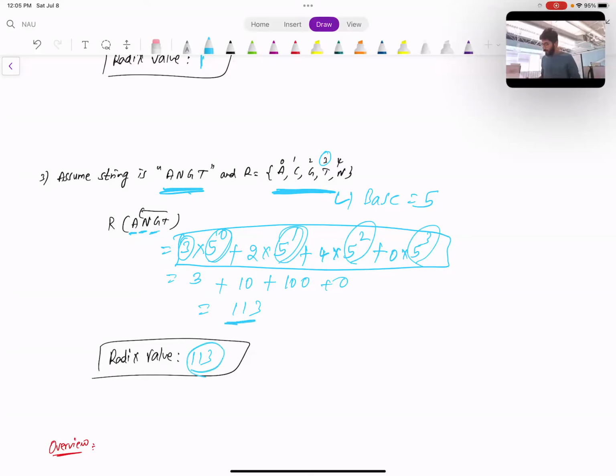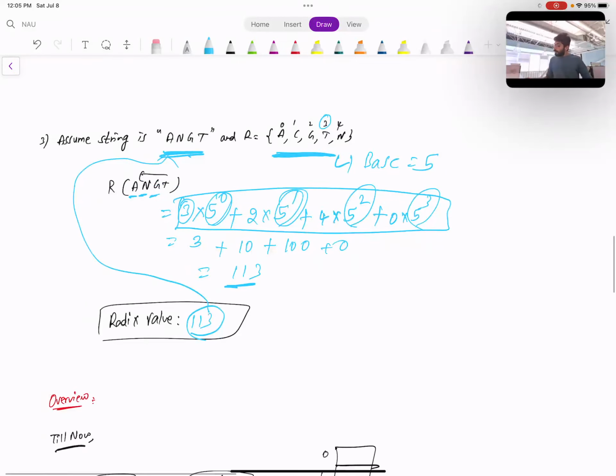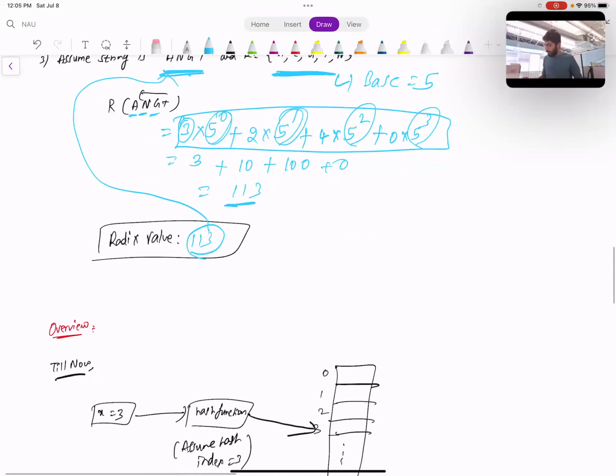Now what does 113 signify? 113 says that this is the representation of this particular string A and GT. This is how you do it. Now we will just look at the overview.